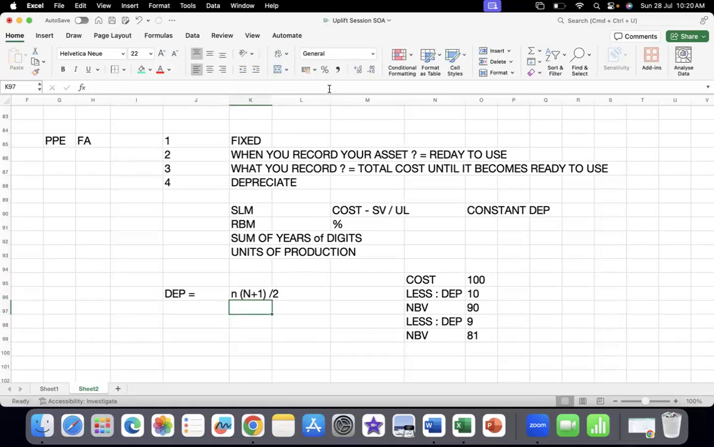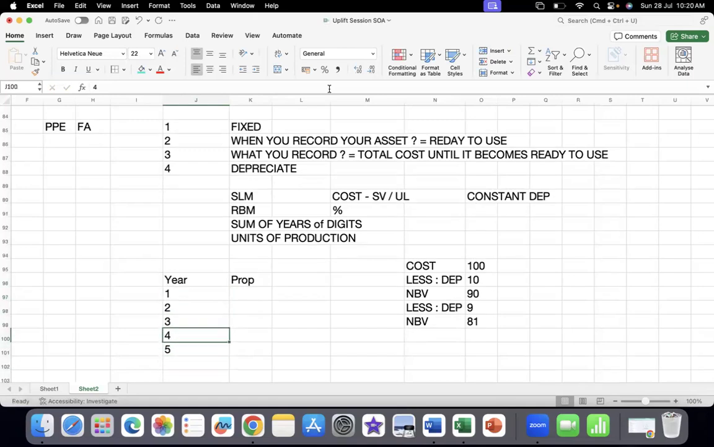So n is basically your number of years, and what you do is you proportionately divide it based on the cost. So instead of having it this way, it is better to remember it the way I have written it. So it is years, and then you need to calculate the proportion for every year. For example, if the useful life of the asset is 5 years, you need to calculate the proportion. So how do you calculate the proportion?